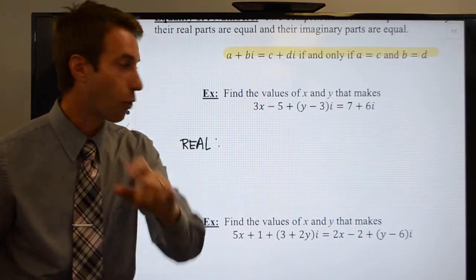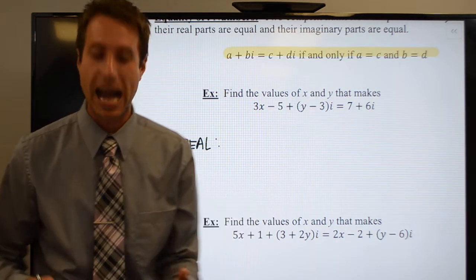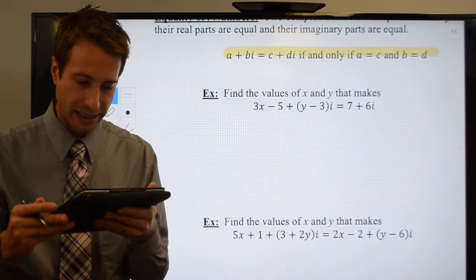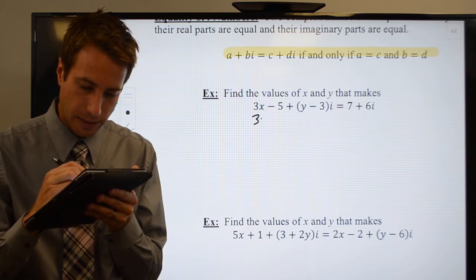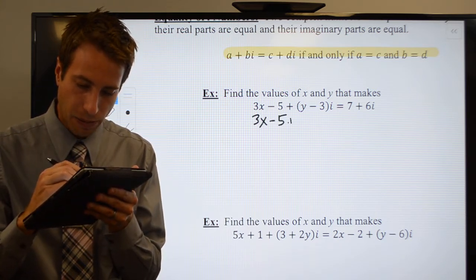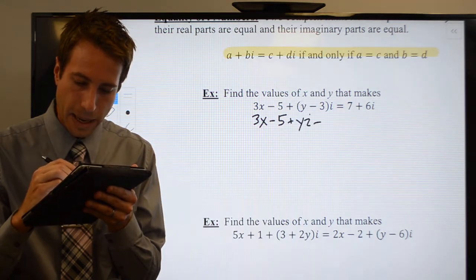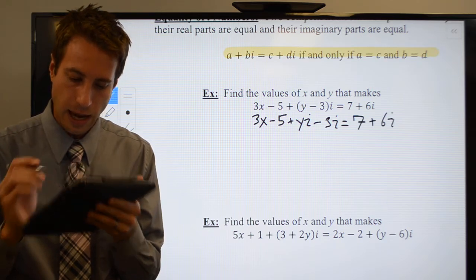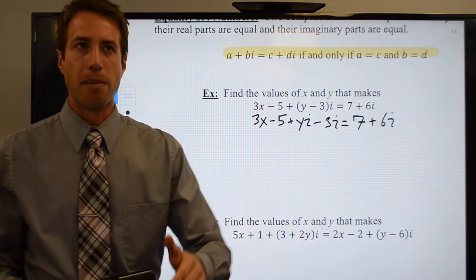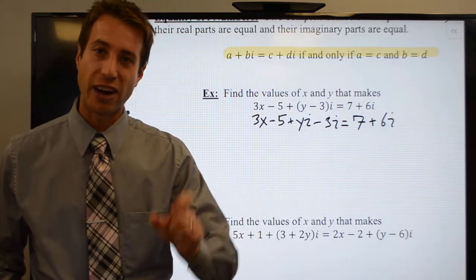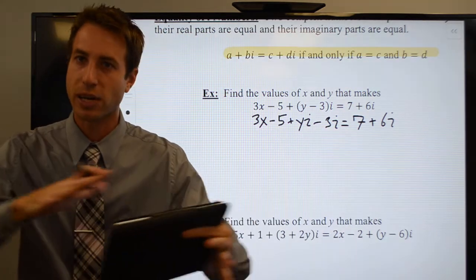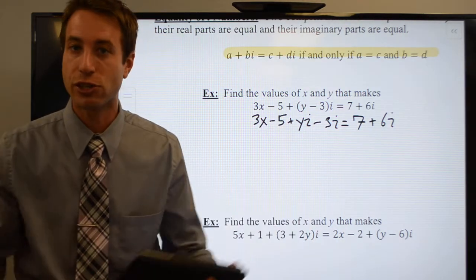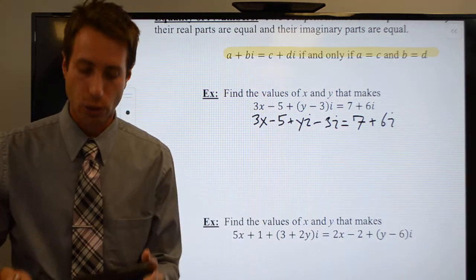Actually, before I do that, let me distribute my i through the parentheses. Let me do that first so that I don't have to worry about it later. So I'm going to have 3x minus 5 plus yi minus 3i is equal to 7 plus 6i. Awesome. Now I need the real parts to be equal to each other and the imaginary parts to be equal to each other. So we're going to split this problem apart into the real and the imaginary, and then we just make sure that we have equality between those two sides.